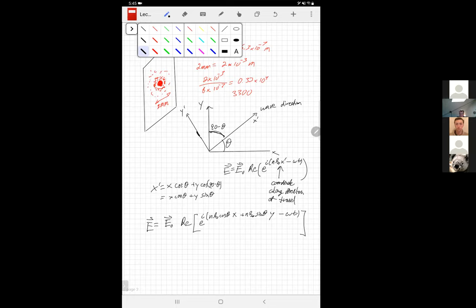I've got some constants times cosine theta and some constants times sine theta. This kind of looks like the x component of a vector. And this kind of looks like the y component of a vector. And indeed, we'll say that we've got a vector k. We'll call this kx, and this is ky. And k is a vector that's in the wave direction. Kx is n k naught cosine theta. Ky is n k naught sine theta.